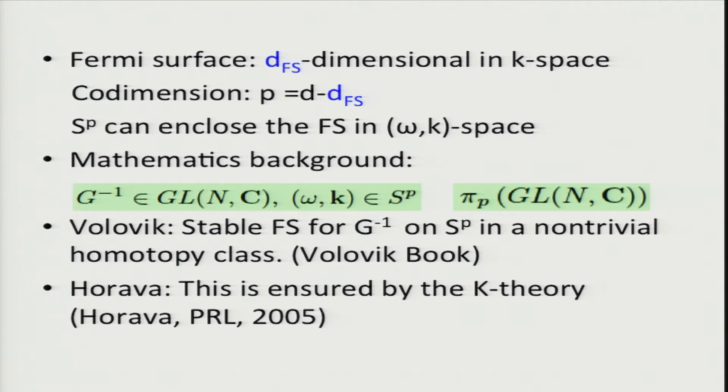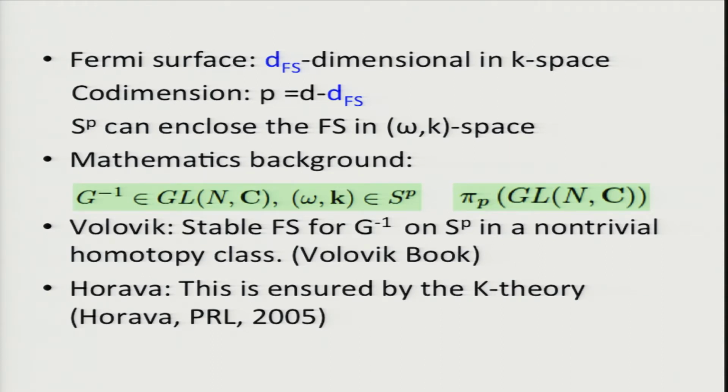Here we talk about the Fermi surface. It is noted that an important quantity appears here. It's called the codimension. We are quite familiar with momentum. In momentum space, the dimension of the Fermi surface we define as d_FS.